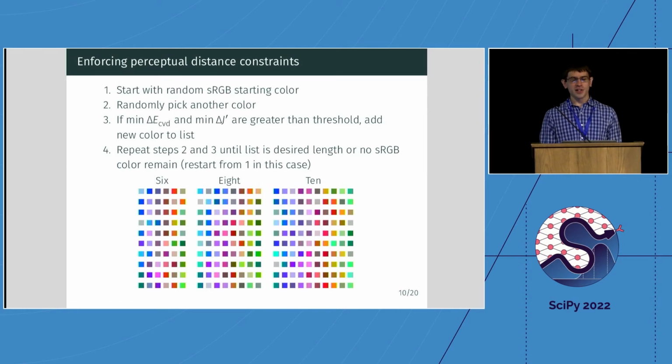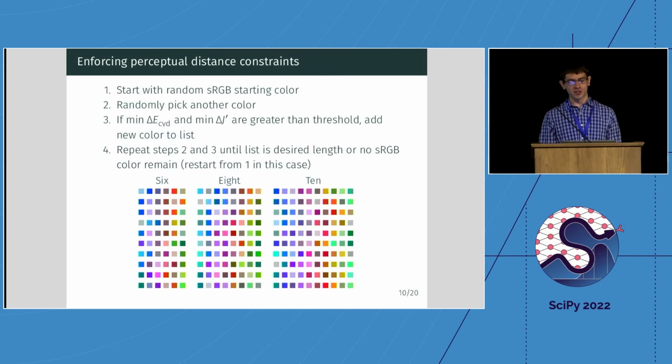Now we can start generating random accessible color sequences. The way we do this is we start with a random RGB starting color, and then we randomly pick another color and calculate our metrics, min delta E CVD and min delta J, which has to do with grayscale or lightness difference. If the thresholds are good enough, we add the new color to our list. If not, we don't, and we just repeat this process until we have the desired number of colors, or we run out of the 16.7 million colors in the RGB color space, at which point we just throw everything out and start over.